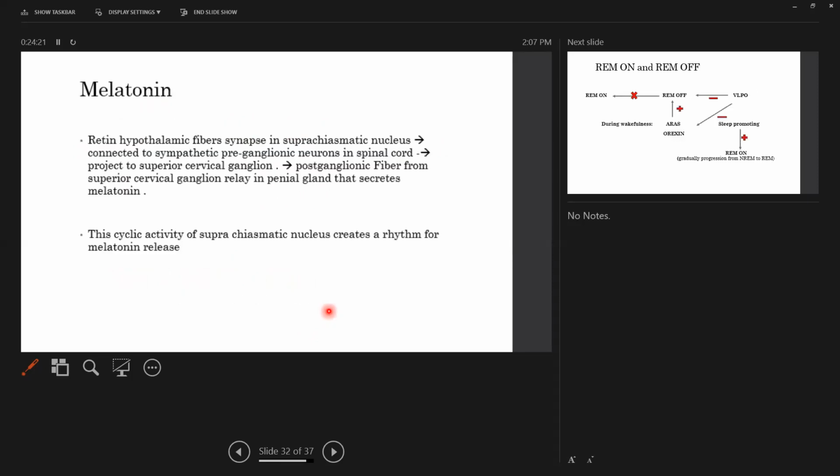Then we all know about melatonin. Melatonin is secreted from the pineal gland. When there is light outside, the retinohypothalamic fibers synapse in the suprachiasmatic nucleus, and then via a chain of reactions, there is release of melatonin from the pineal gland.